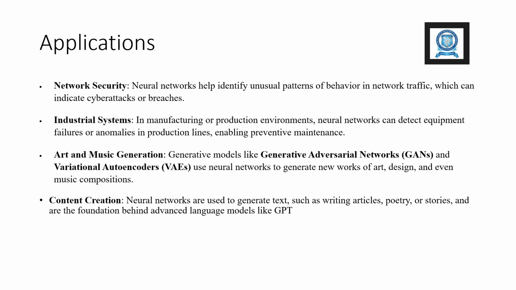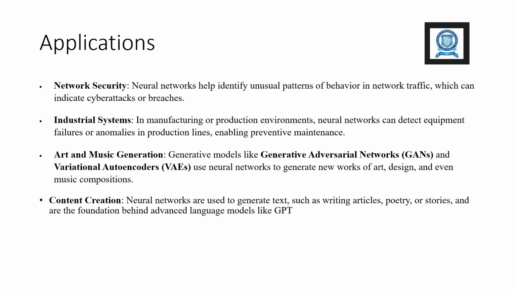Network security. Neural networks help identify unusual patterns of behavior in network traffic, which can indicate cyber attacks or breaches. Industrial systems. In manufacturing or production environments, neural networks can detect equipment failures or anomalies in production lines, enabling preventive maintenance. Art and music generation.